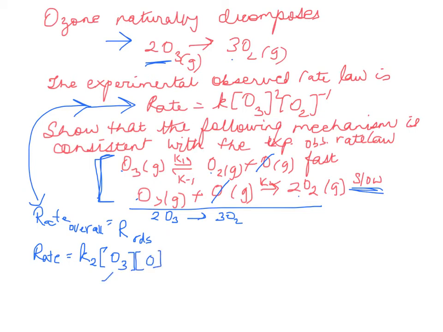Now, O3 by itself is acceptable. However, oxygen, nascent oxygen, as in the atomic form, is not, because that is an intermediate. So we have to get rid of the intermediate, then we have to write it in terms of ozone and oxygen. So how do we do that? Following the previous example, that's exactly right.